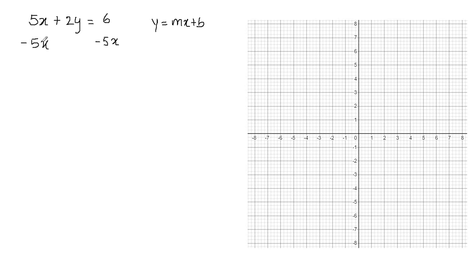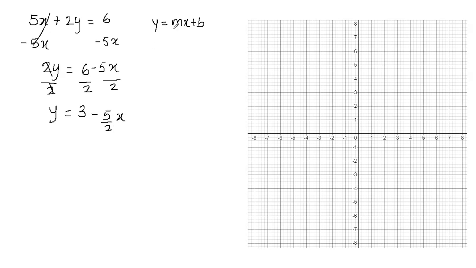So 5x minus 5x is going to be 0. This is gone. I have 2y on the left-hand side, and this is equal to 6 minus 5x. I cannot combine these terms because these are unlike terms. Now to get y by itself, I can divide my equation by 2 on both sides. So I'm going to divide all my terms by 2. 2 divided by 2 is going to be 1, and we got y here on the left-hand side. Here 6 divided by 2 is going to give me 3 minus 5 halves x.